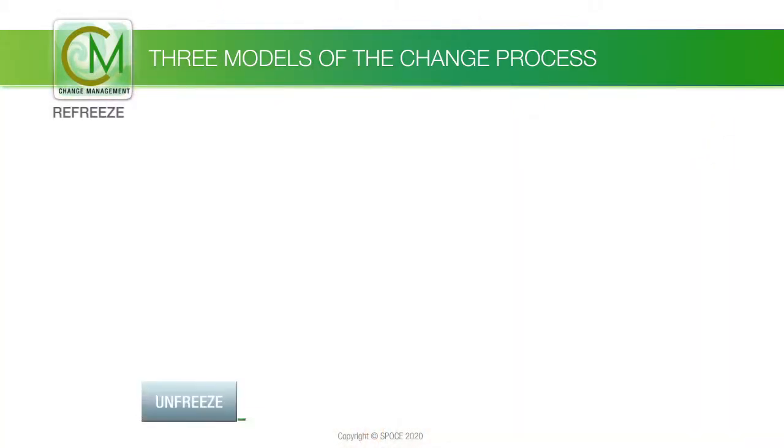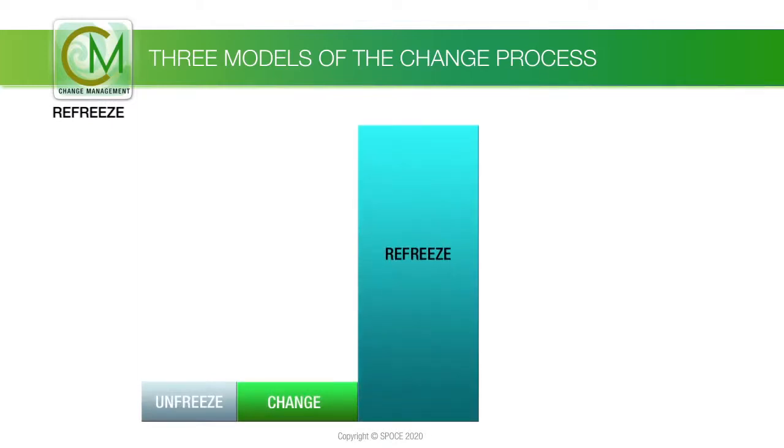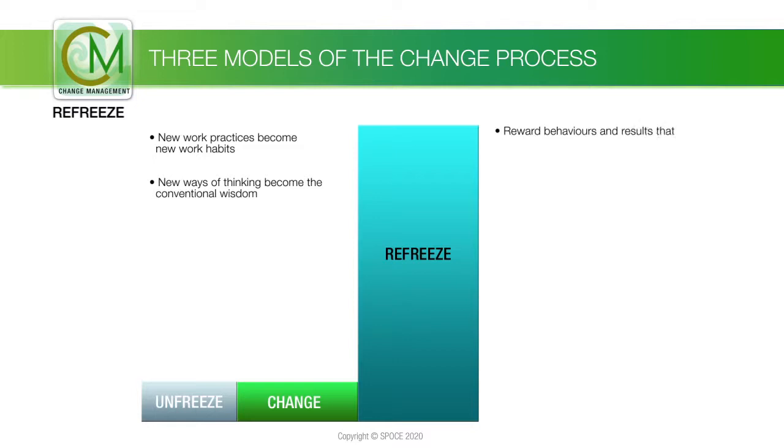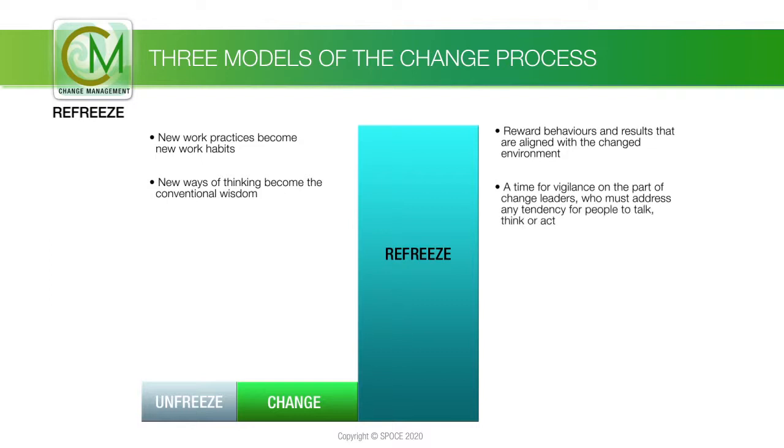The third stage of Lewin's model is refreeze, and at this stage Lewin believes new work practices become new habits. New ways of thinking become the conventional wisdom. Reward behaviors and results that are aligned with the change environment. A time for vigilance on the part of the change leaders, who must address any tendency for people to talk, think or act in line with the old ways.